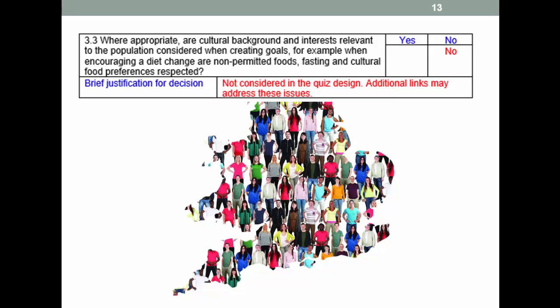Cultural background, population issues, diet, fasting, cultural issues. None of these issues are included in the quiz design. The designers of the quiz might argue that they are a bit outside the scope of the quiz, and that may be a legitimate defence. And as mentioned before, it's probably a cost-time issue to which there may be solutions available. And I guess if we found solutions which work well in one intervention, one campaign, there's no reason why they shouldn't work well in other campaigns as well.